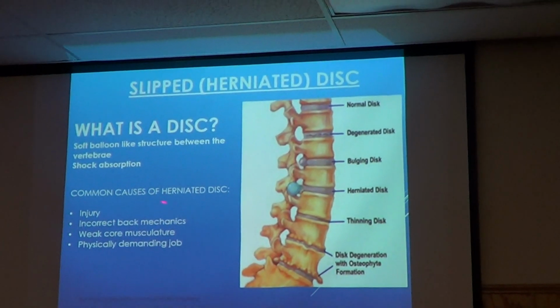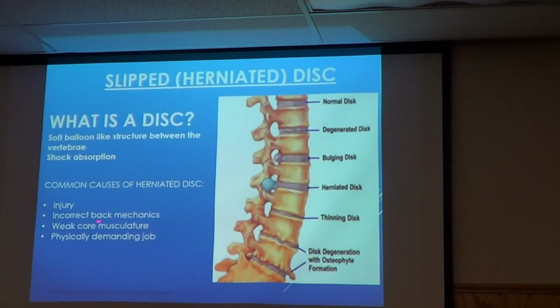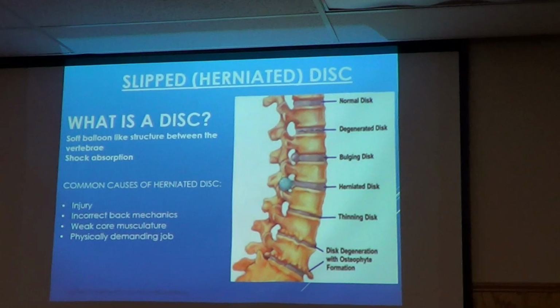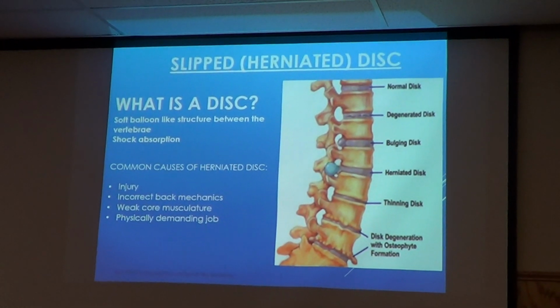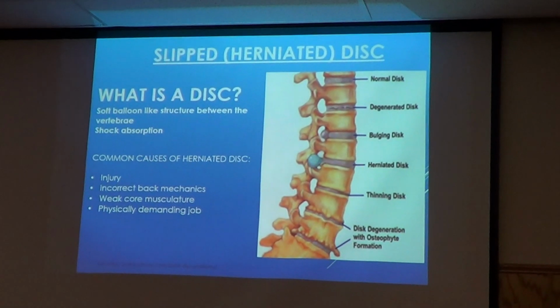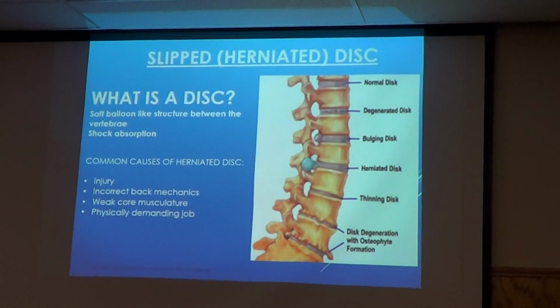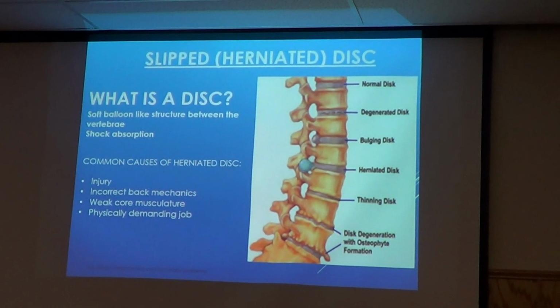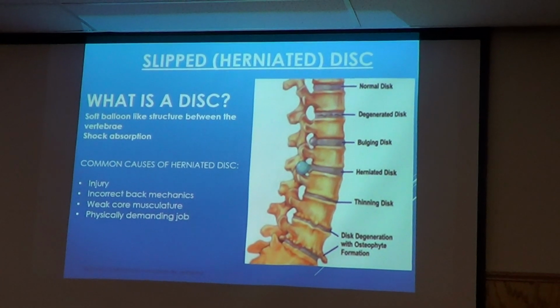Common causes of a herniated disc can be an injury, incorrect back mechanics, so again, muscular imbalances going on in our back, weak musculature, or when people have physically demanding jobs. For example, when you have to lift a lot of weights, squat, bend over at work, that can cause a herniated or a slip disc as well.